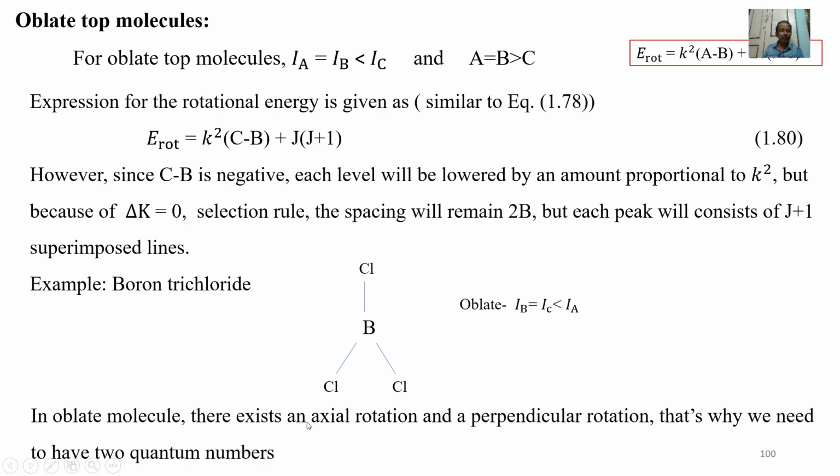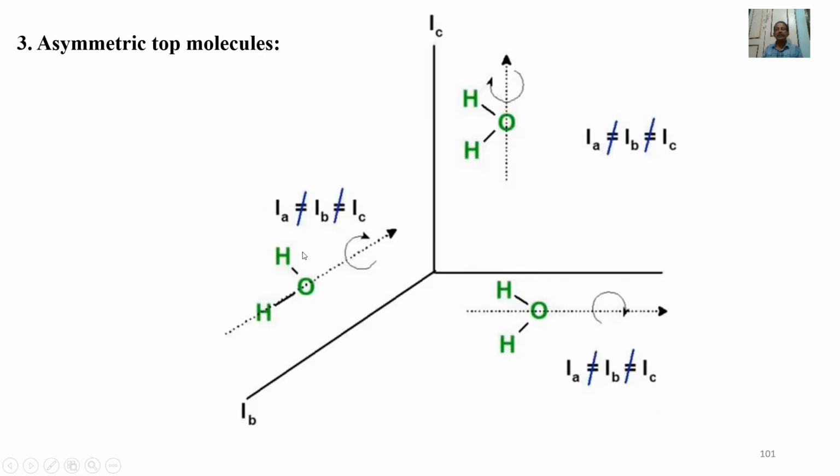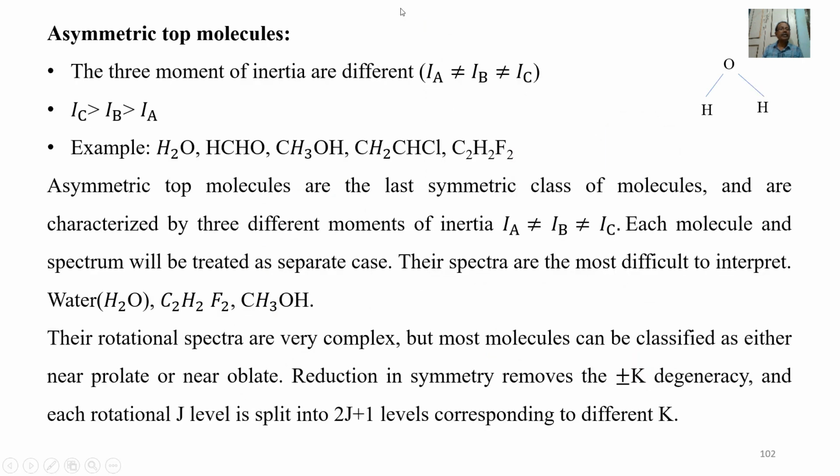So the last one is the asymmetric top molecule, in which IA is not equal to IB, which is not equal to IC. So the moments of inertia are not equal. The example is H2O or phenyl. In asymmetric molecules, the three moments of inertia are different: IC is greater than IB, which is greater than IA. Examples are given as H2O, HCHO, CH3OH, CH2CHCl, C2H2F2.